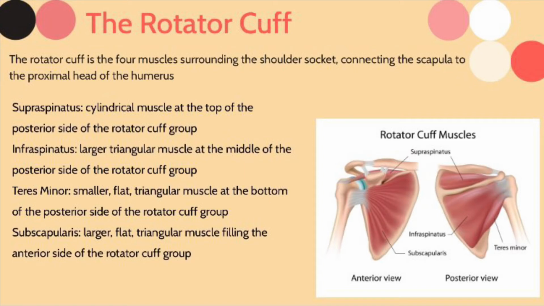Third, we have the teres minor, a smaller, flat, triangular muscle at the bottom of the posterior side of the rotator cuff group. And fourth, we have the subscapularis, a larger, flat, triangular muscle fitting the anterior side of the rotator cuff group. You can see the diagram on the right of the page for the locations of each of these.